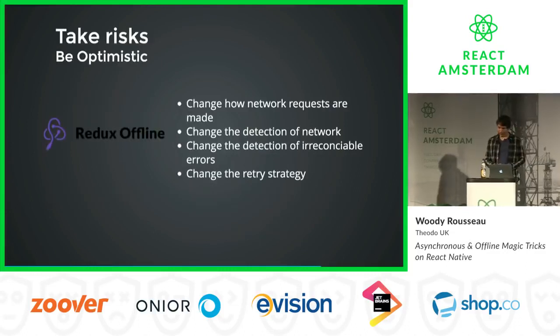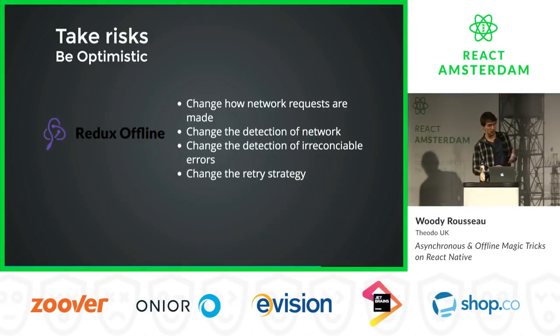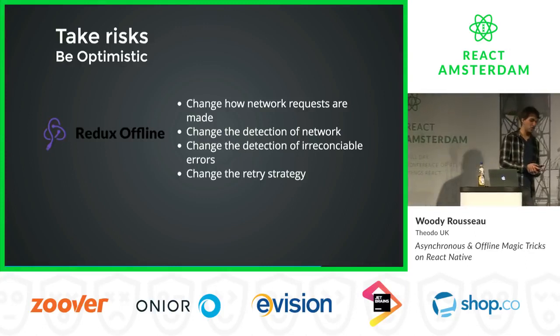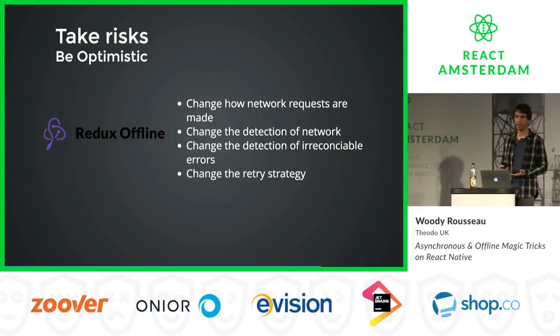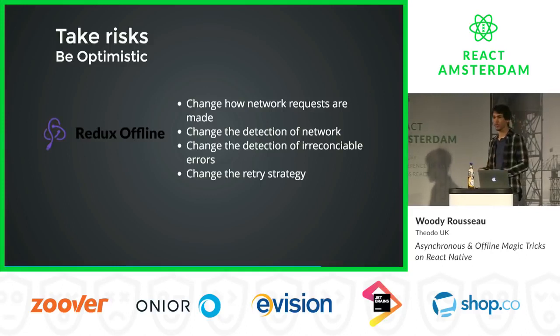A couple of things you can customize once you want to implement Redux Offline. You can change how network requests are made. Maybe you have some sort of a middleware to handle your API. That can be done. It doesn't have to be using fetch by default. You can also update the strategy for detecting the network. Maybe you want to just hit google.com or whatever to check if the network is available because you don't want to use NetInfo for some reason.